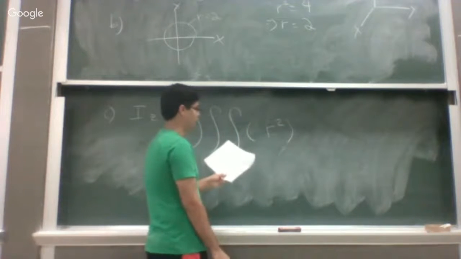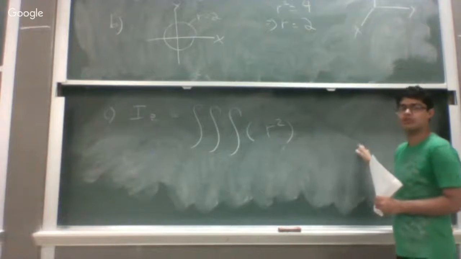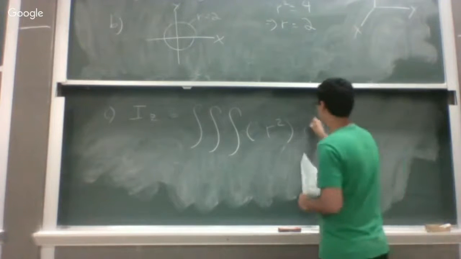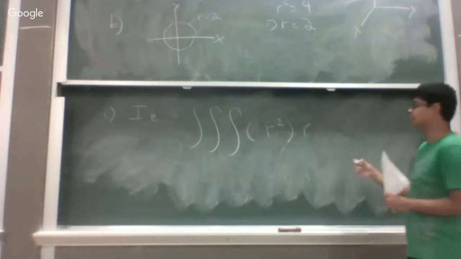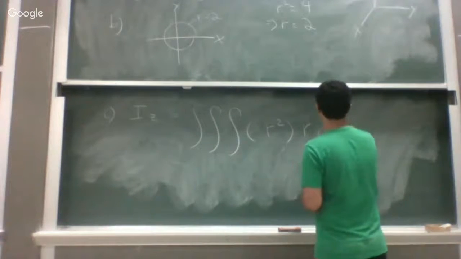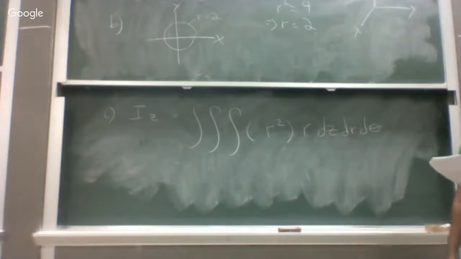And then we always write, if we're doing cylindrical, r dz dr d theta. And density. But essentially in this, what do we want to do first? dz. I forgot about dz. I didn't write dz. dr d theta.